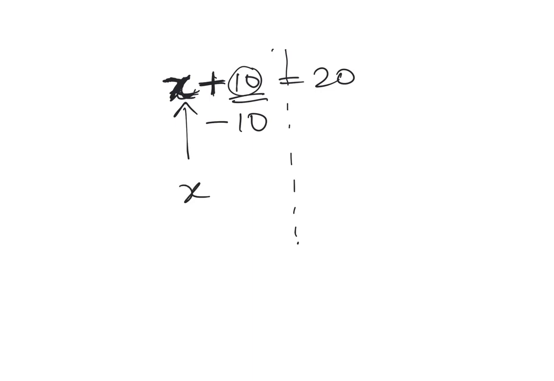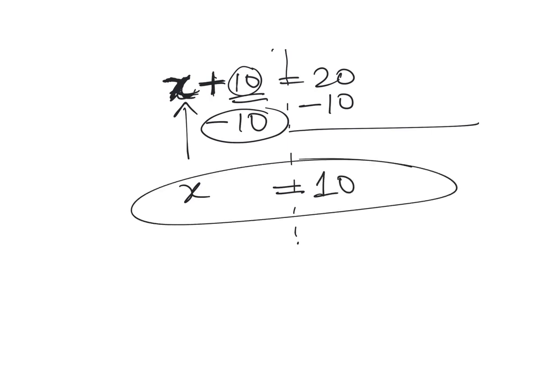I don't have anything else on the left side of the equation. So that x then is equal to, but here's the rule: if you subtract 10 from the left side, you have to subtract 10 from the right side as well. So that's where you have 20 minus 10, and the answer is 10. On the left side you subtract 10, on the right side you subtract 10, and your final answer is 10. So x is equal to 10.